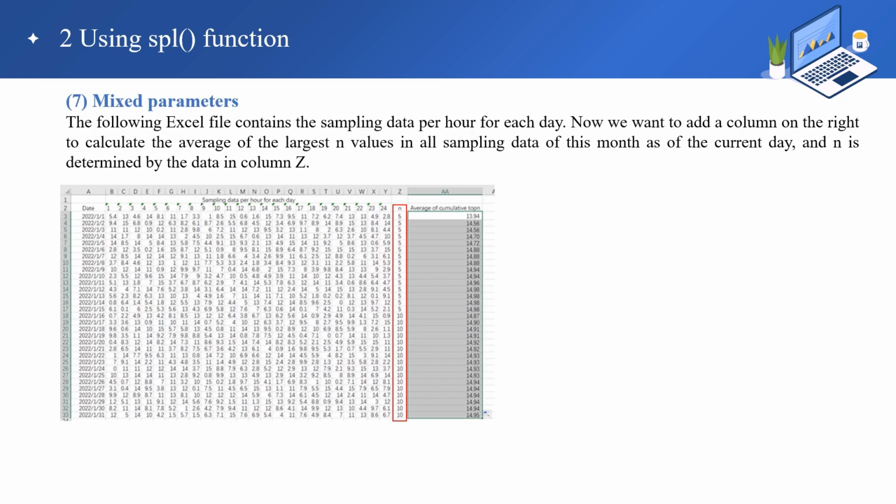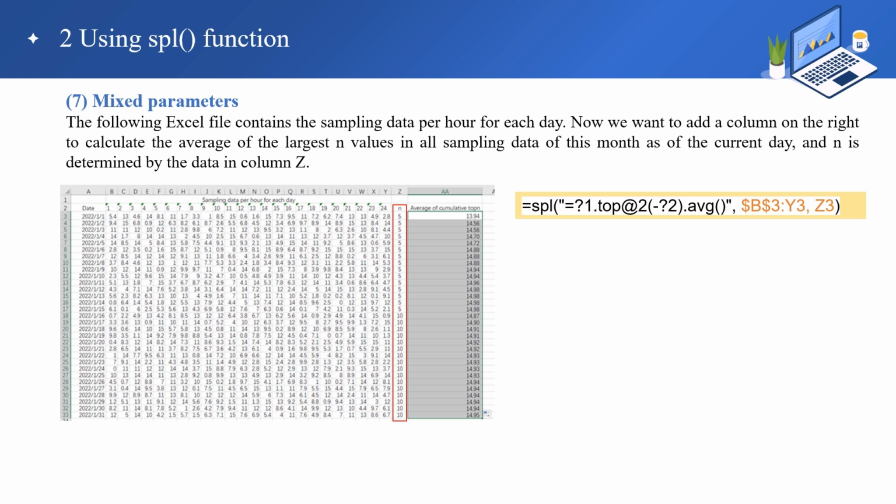7. Mixed parameters. The following Excel file contains the sampling data per hour for each day. Now we want to add a column on the right to calculate the average of the largest n values in all sampling data of this month as of the current day, and n is determined by the data in column Z. Enter this SPL expression in AA3. The content enclosed in double quotes is the SPL expression, which means that the top n values are calculated for parameter $1, and n is determined by parameter $2, then calculate the average of top n values.